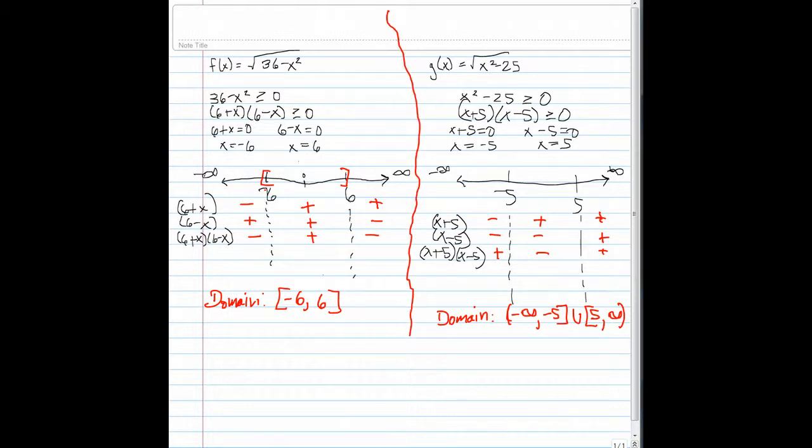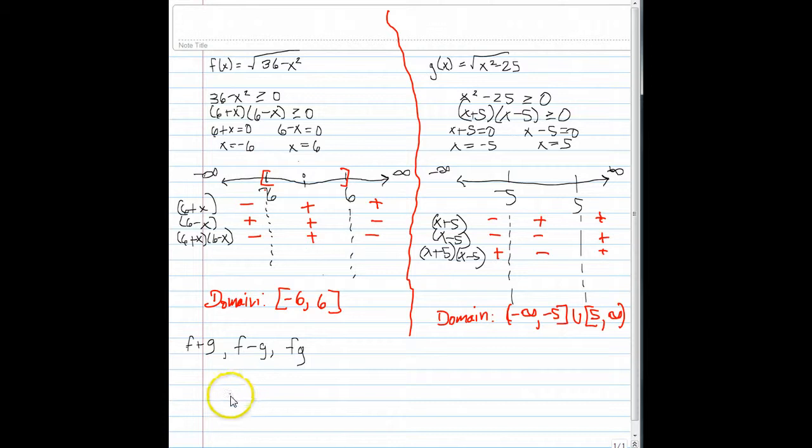So the three cases where we add f and g, subtract f and g, and then multiply f times g, they all have the same domain, and their domain is the intersection of their two domains. What we mean by intersection is where they overlap. So if we did a quick graph of both of their domains on the same number line, we can see where the overlap is. And then we'll talk about the division one after that.